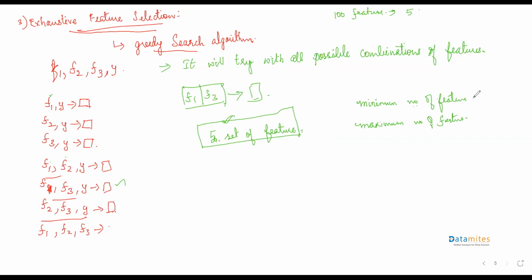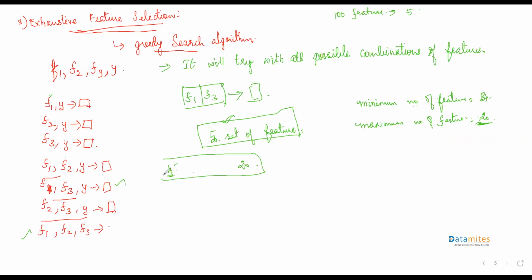From there only it will take the combinations. If you give 3, it will start trying with 3 combinations. If you give 4, then it will start taking combinations with 4 features. From 4 it will try till the maximum number of features that you have given. Let's say if you give 20 features, then it will try with 4 combinations, 5 combinations, 6 combinations, until 20 combinations of features.